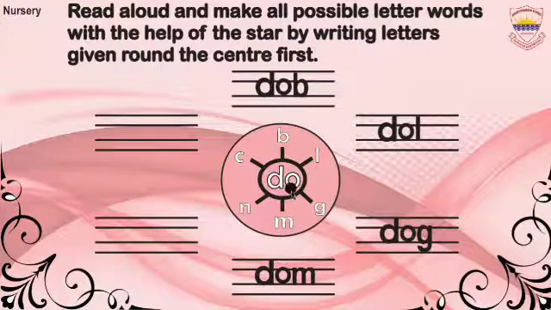Now we merge D, O with letter N. First we will write D, O, then we will write N. D, O, N, dawn.